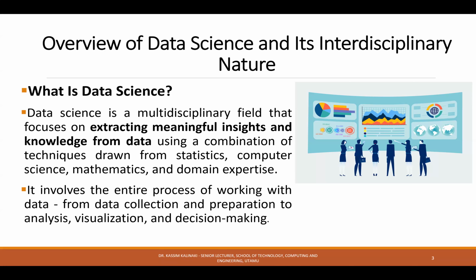I don't know if that makes sense to you. It's not something that we do by ourselves as computer scientists. Rather, we work with people from other fields. It involves the entire process of working with data from data collection and preparation to analysis, visualization, and even decision making. We work with people from marketing, people from the social sciences, people from medicine, for instance, people in healthcare.